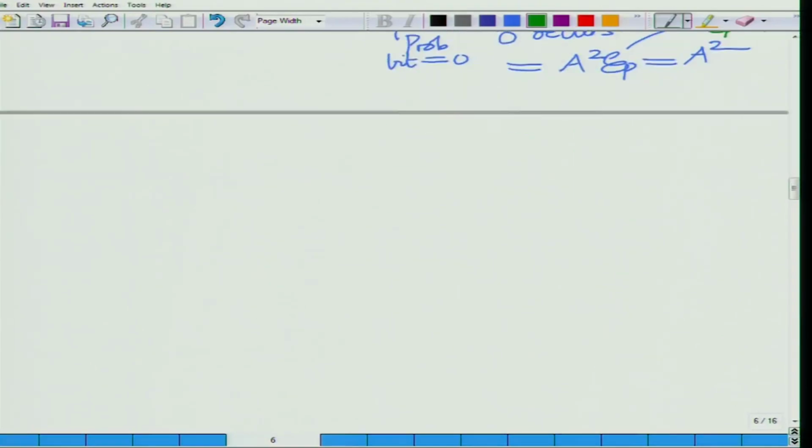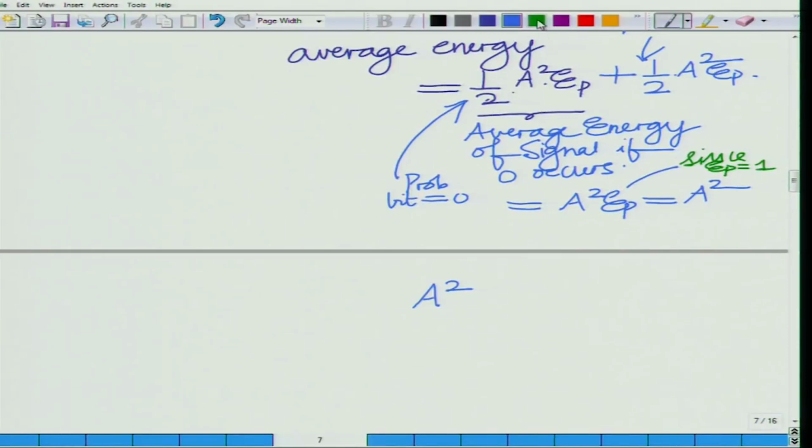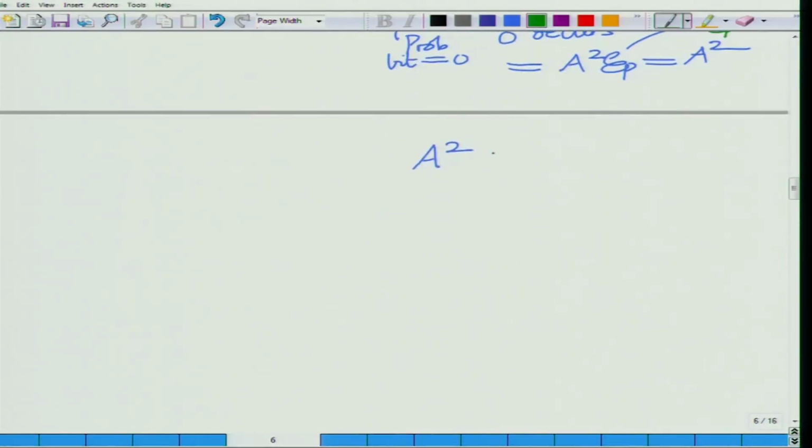Okay. Now, if we want to set constant bit energy, so this is our average energy. This is the average energy per bit, in fact. So, what we have calculated is the average energy per bit, which is A square. We want to set the average energy per bit equal to E b, which means A square has to be equal to E b, which means A equals square root of E b.